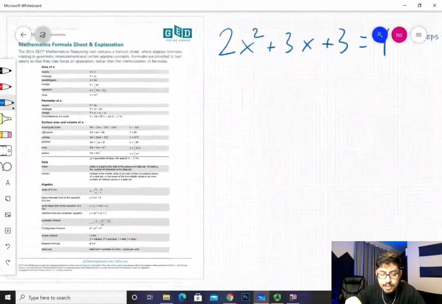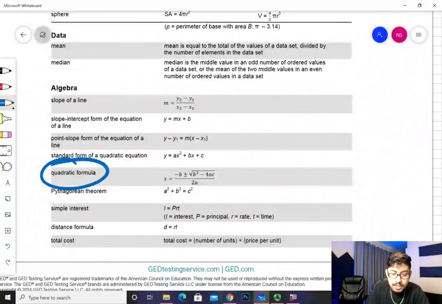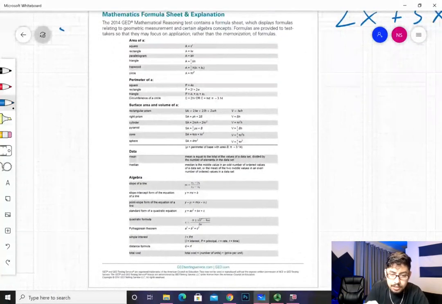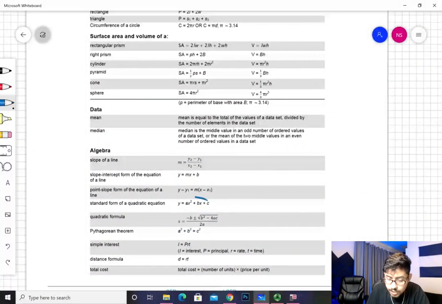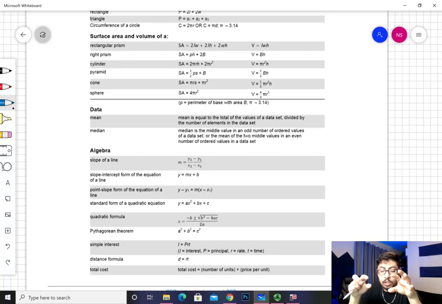Here's the thing. The whole point of why I pulled this up was not only will you be using this, but this will be helpful too. Let me put a little dot here. Right above the quadratic formula, there is that formula, y equals ax squared plus bx plus c. That is what step number 1 is. Step number 1 is pretty much saying make sure your quadratic equation looks like the standard form of a quadratic equation, aka y equals ax squared plus bx plus c.